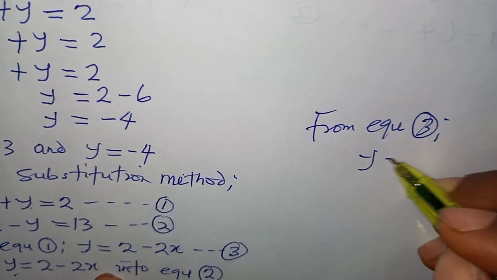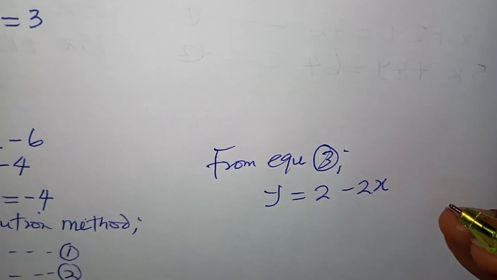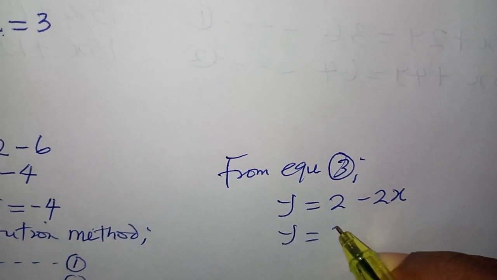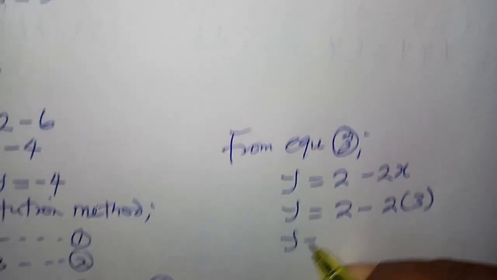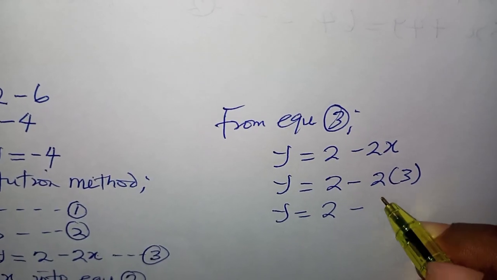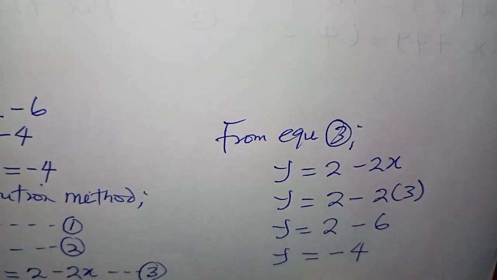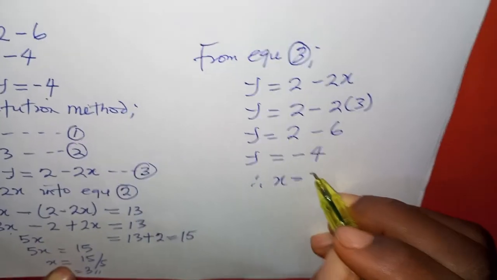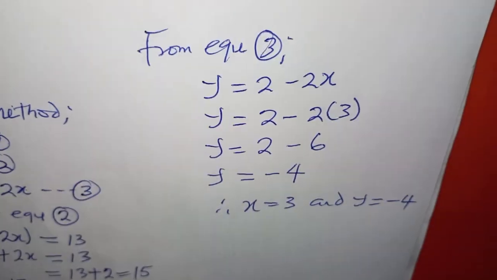So y is equal to 2 minus 2x. Remember, we have the value for x as 3. So y is equal to 2 minus 2 into 3, which makes y to be equal to 2 minus 6, and that gives us y to be equal to minus 4. So therefore, x is 3 and y is minus 4.